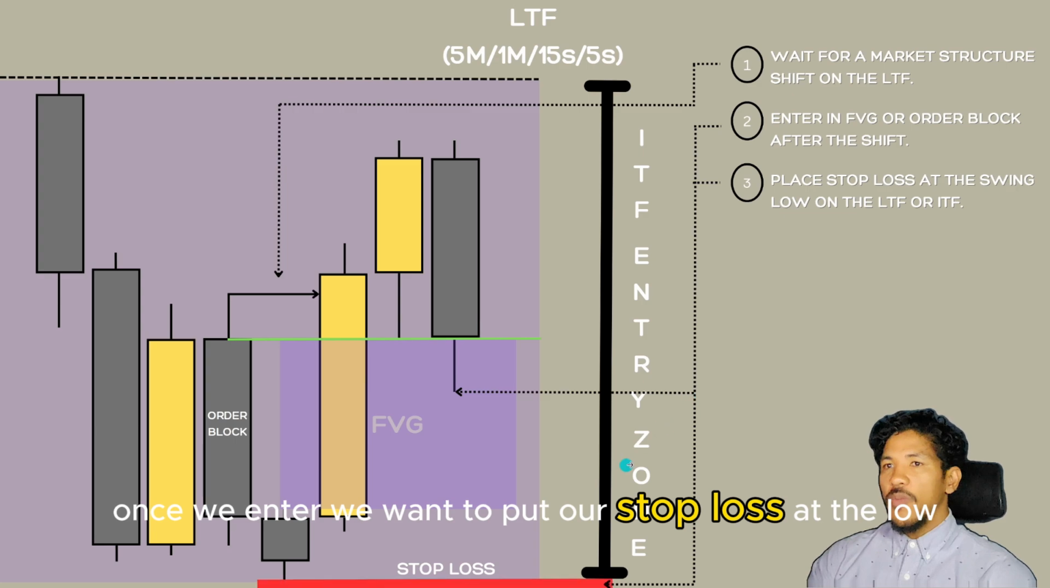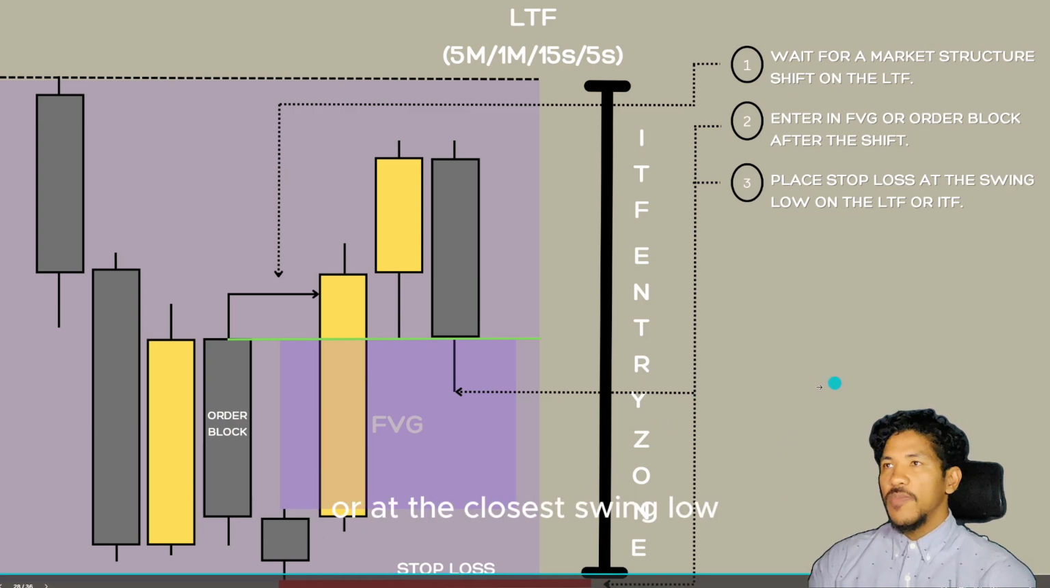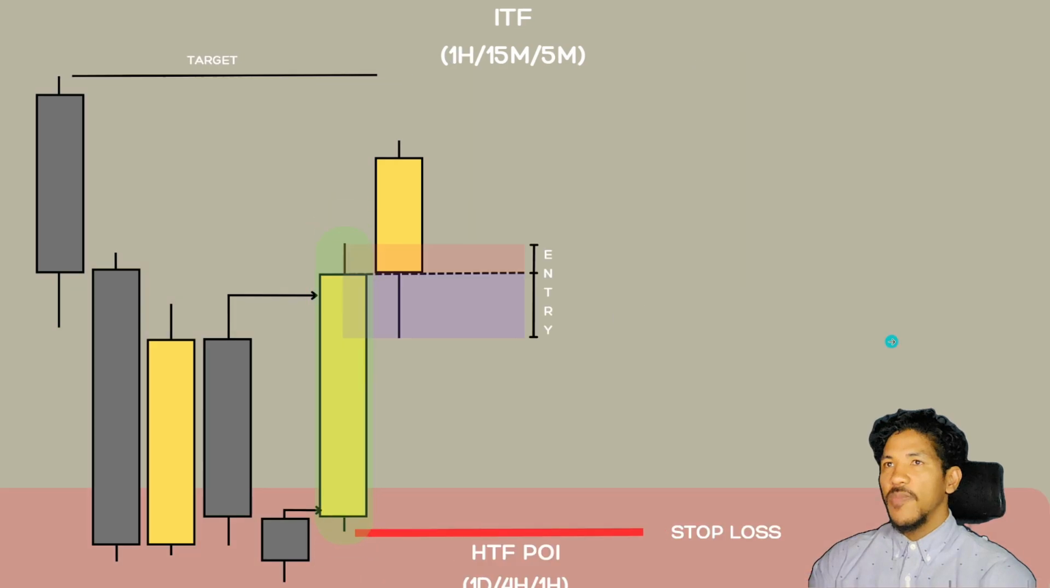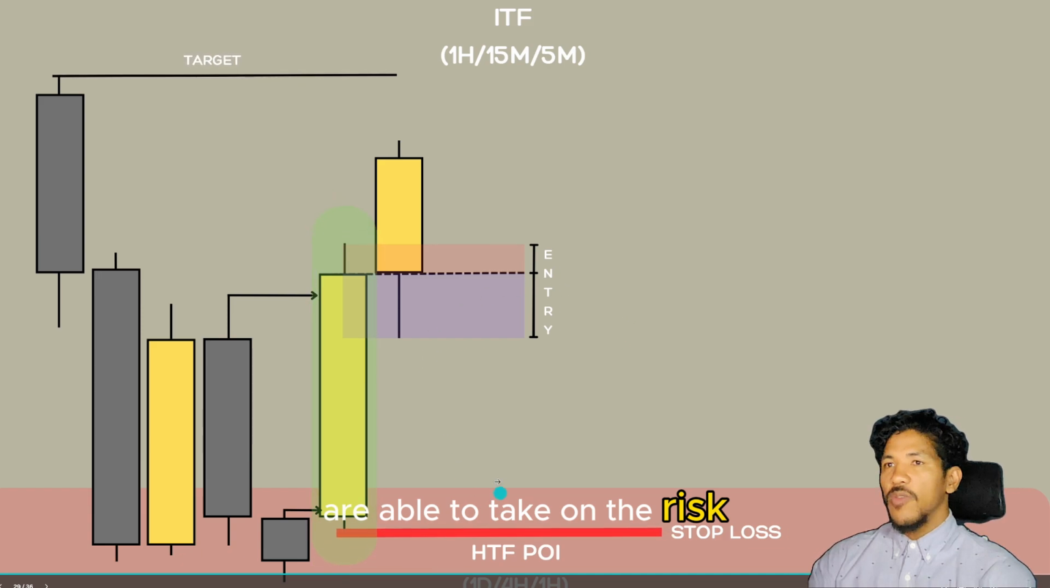Once we enter, we want to put our stop loss at the low or at the closest swing low or the most recent swing low. If we are able to take on the risk, we can even put our stop loss low at the intermediate term's key candle and target the high.